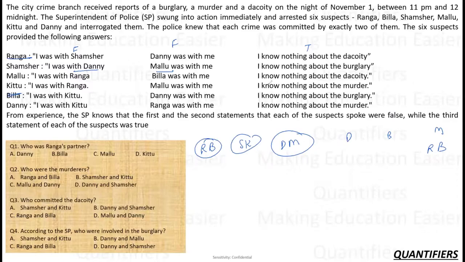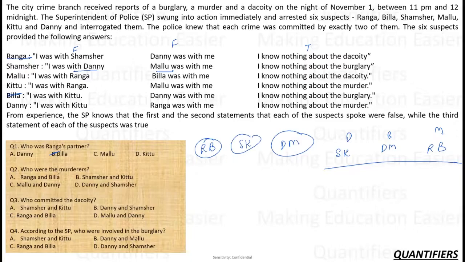Now burglary के बारे में क्या है हमारे पास? S says I know nothing about burglary. So S nothing about burglary, so S will come here with K. D will come here with M. This completes my set. Now who's Ranga's partner? Ranga's partner is Billa, right?